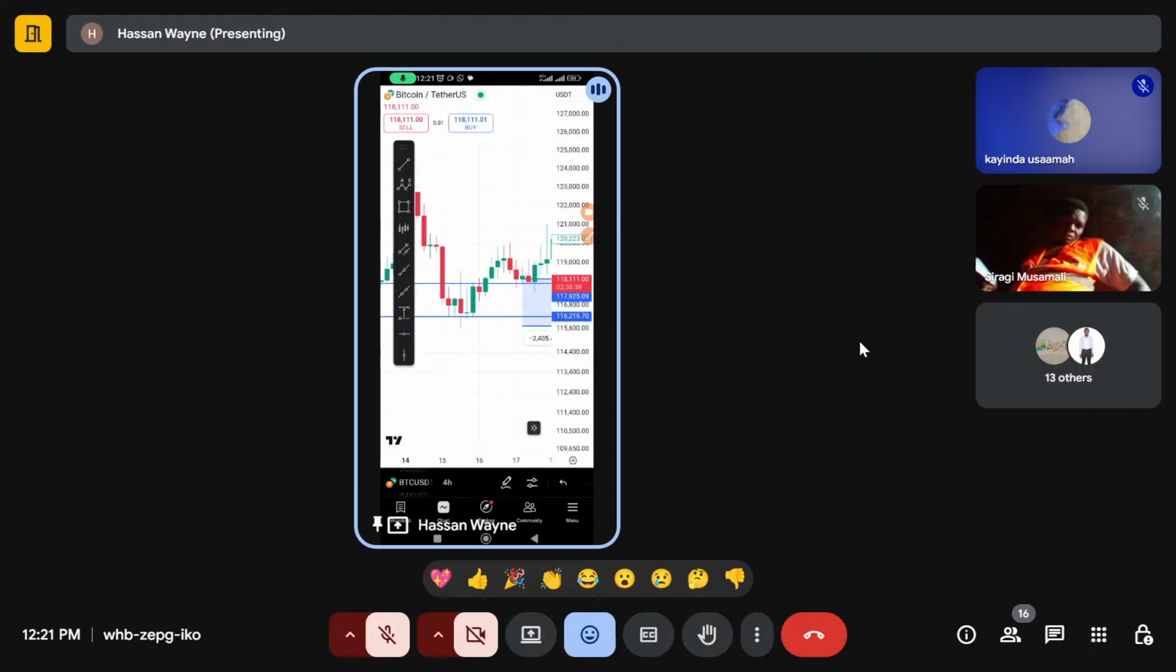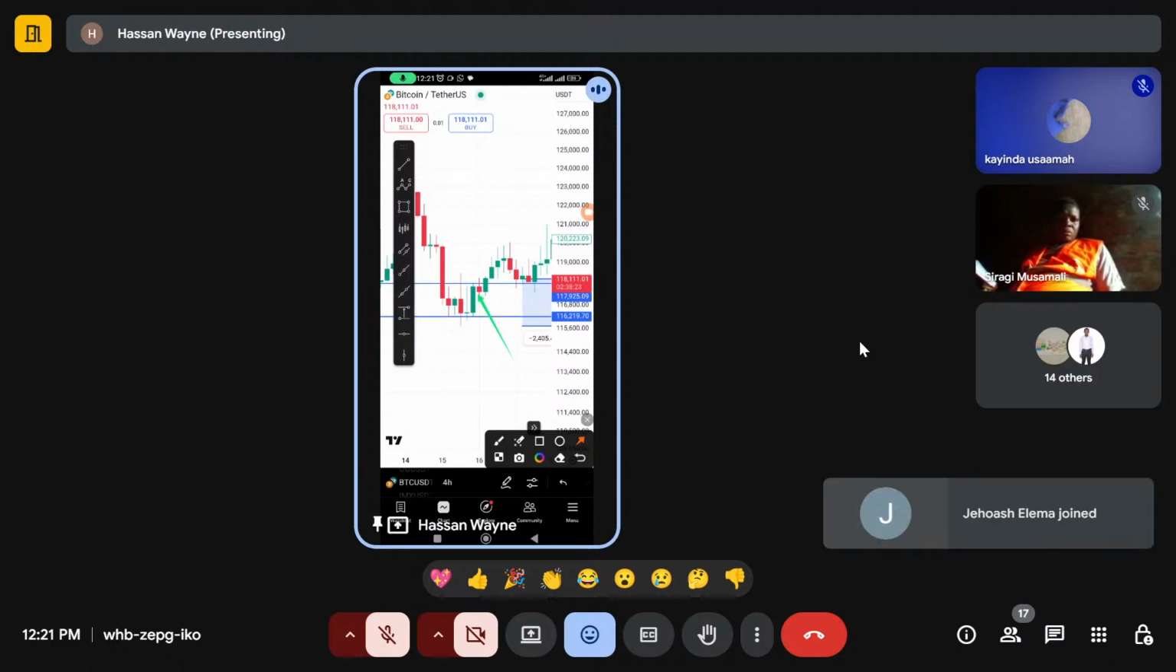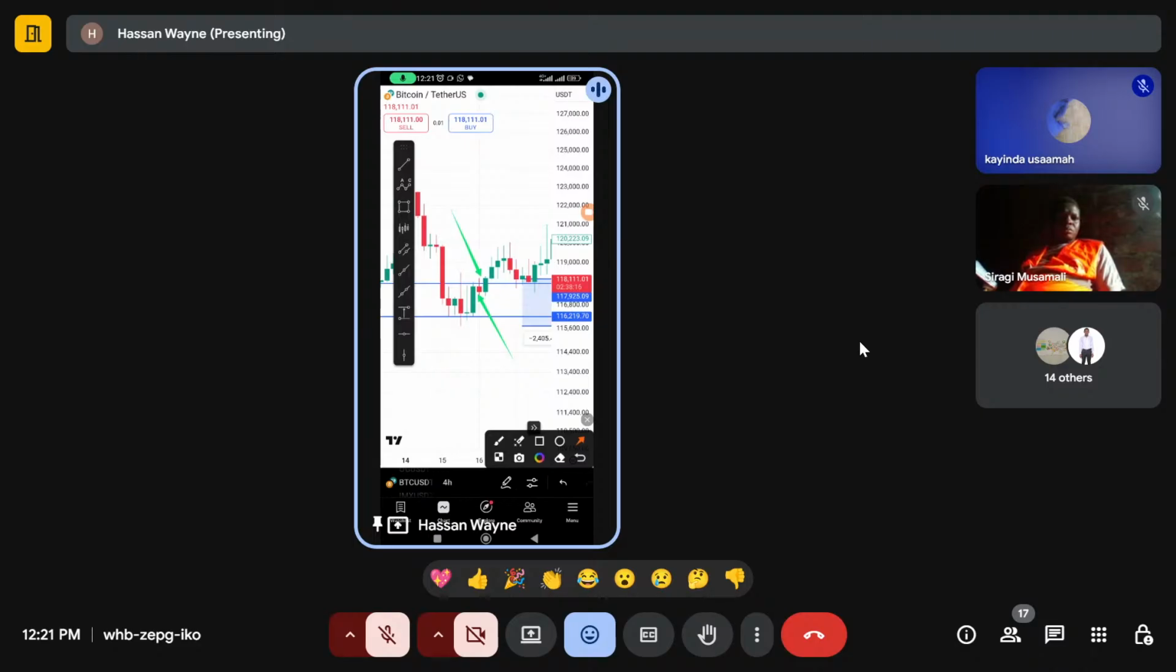So this first candle, our first candle did not break out our resistance. The red candle, it didn't break our resistance. But we got another candle which broke our resistance. So this candle was a confirmation for me that this market is moving up. It was a confirmation because it broke my resistance.